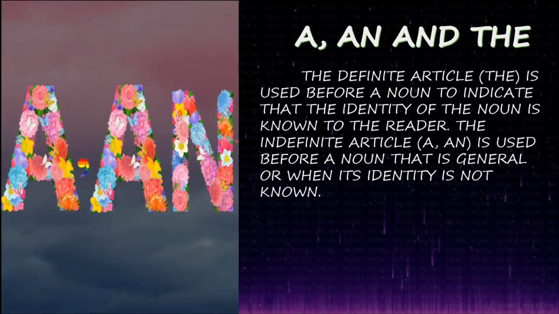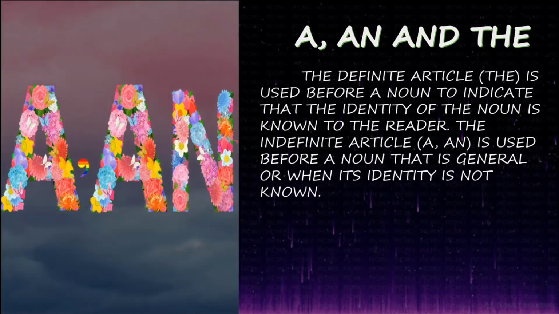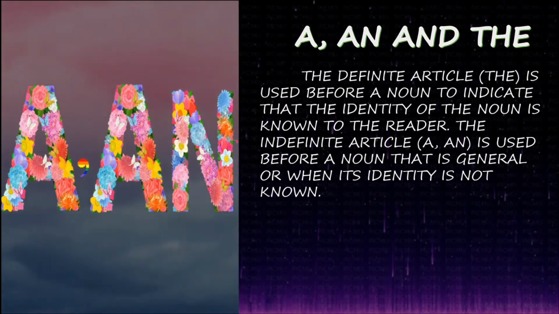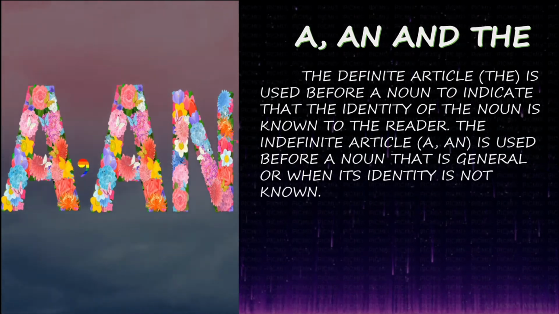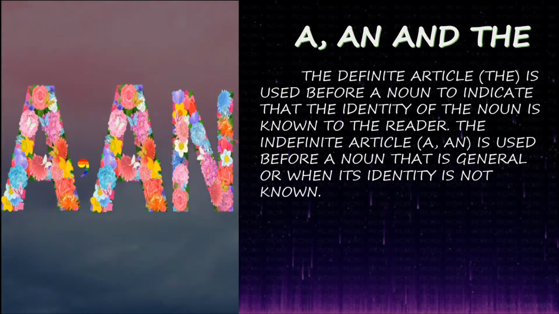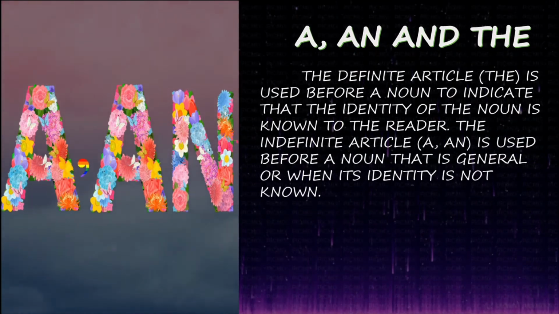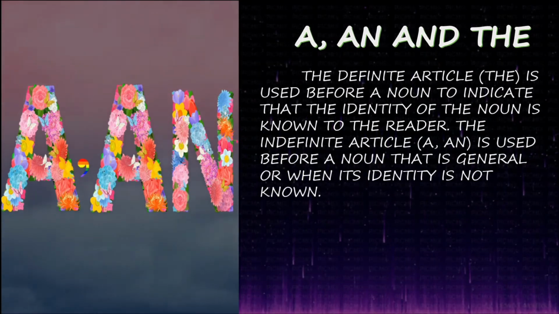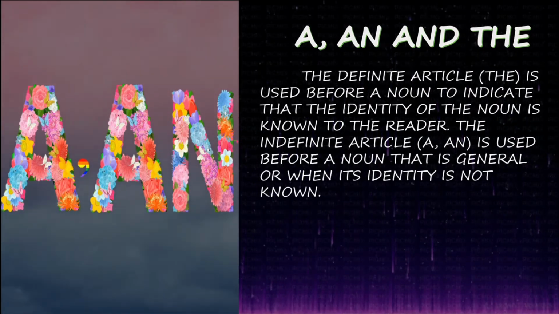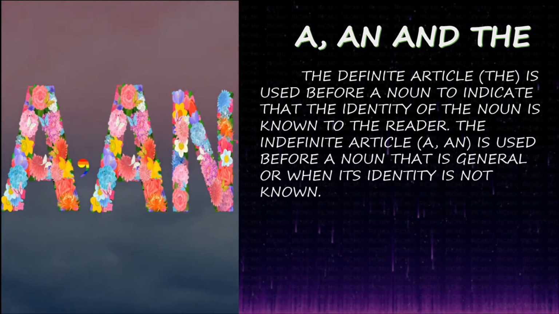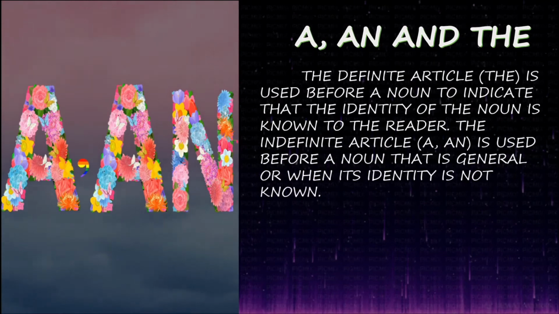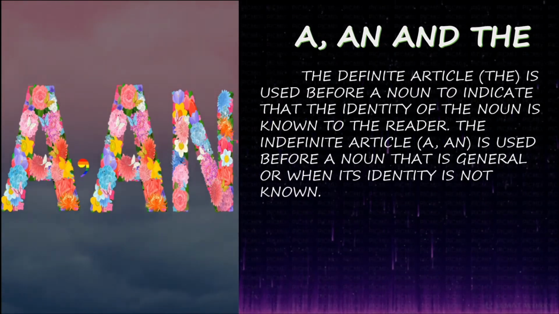So here a and an, that is indefinite article, we have to use things in general. Yes, already we have seen. But the is used, it is a definite article. The is used before a noun, that is place, person, things, like that we will use the. Okay.